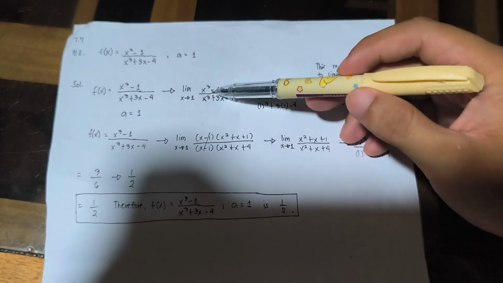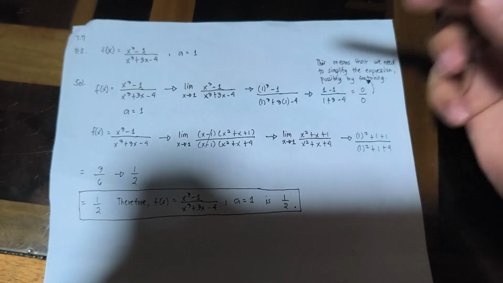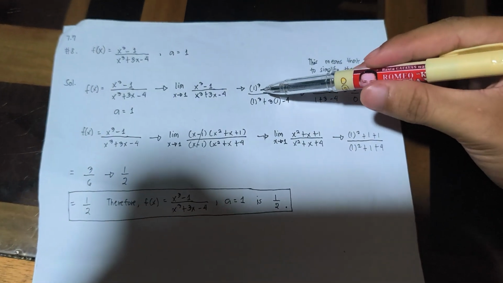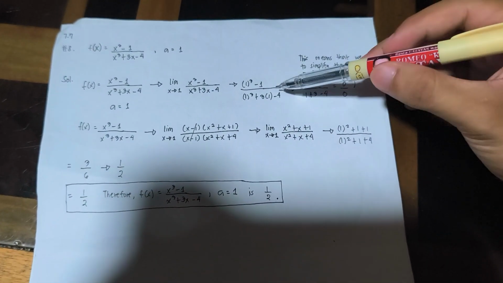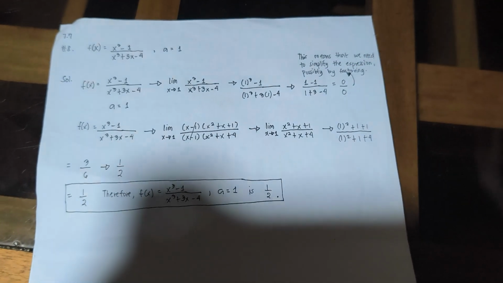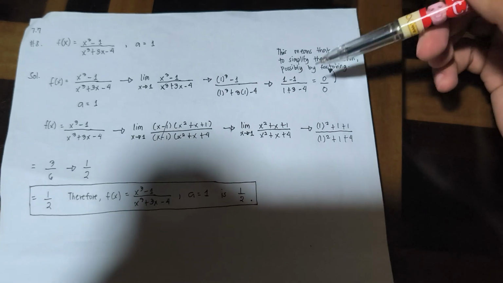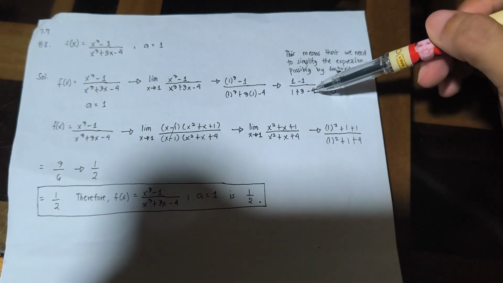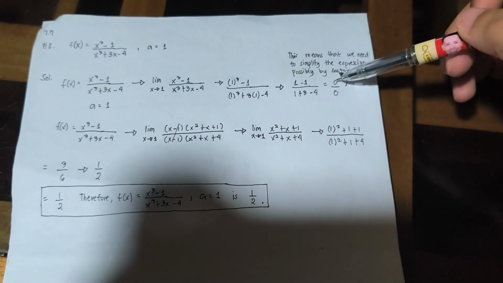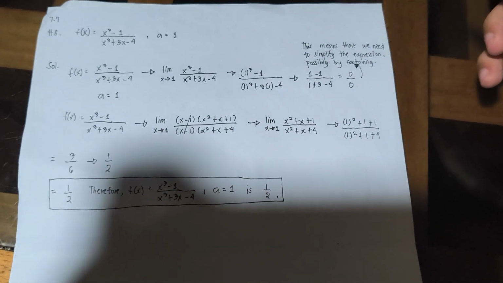So we have the limit of x cubed minus 1 over x cubed plus 3x minus 4 as x approaches 1. So we directly apply the limit. So we have 1 cubed minus 1 over 1 cubed plus 3 times 1 minus 4. Since 1 cubed is equal to 1, we have 1 minus 1 over 1 plus 3 times 1 minus 4. So we have 0 over 0, an indeterminate form.